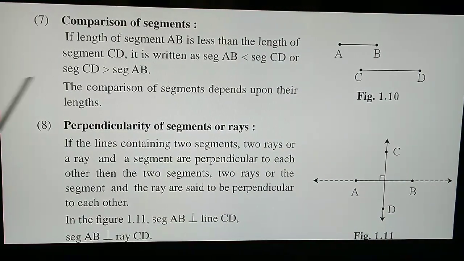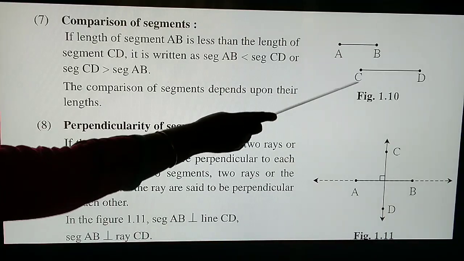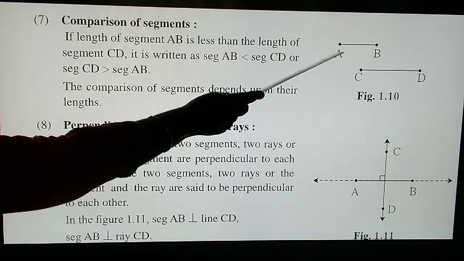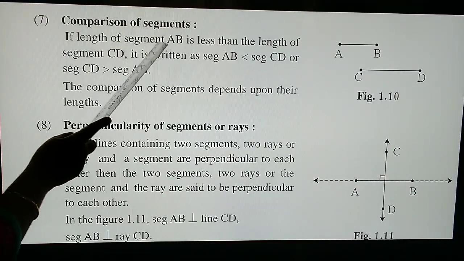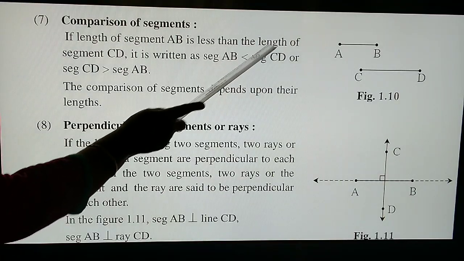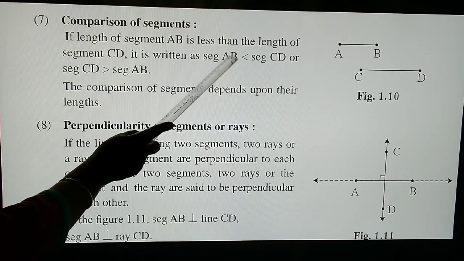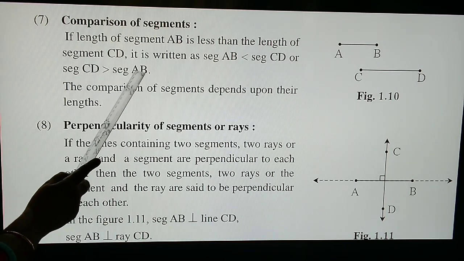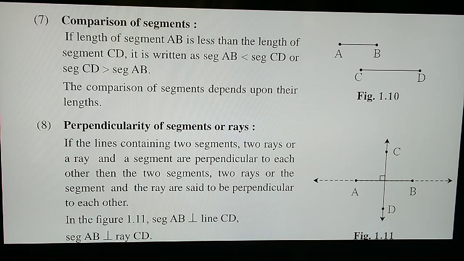Now we see the next pointer, that is the comparison of segments. Now see segment AB and segment CD. Observe these two segments. Here AB is smaller than CD, or CD is greater than AB. So the length of segment AB is less than the length of segment CD. It is written as segment AB less than segment CD, or segment CD greater than segment AB. So the comparison of segments depends on their lengths.